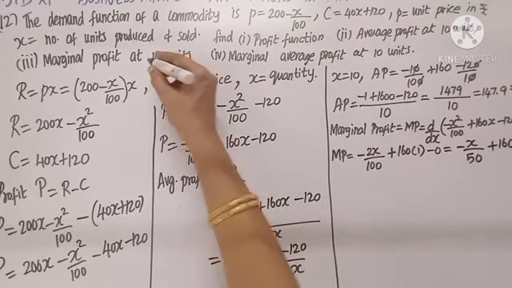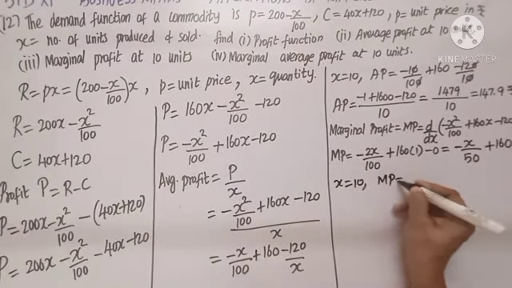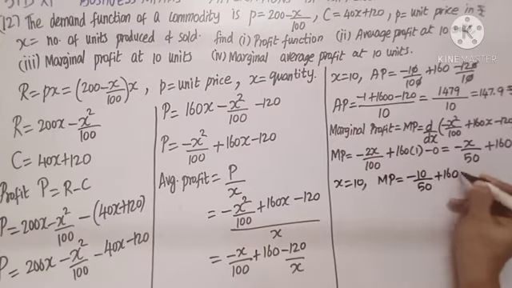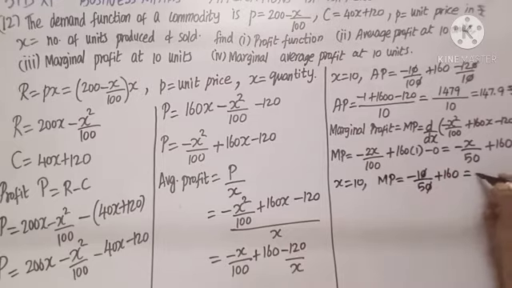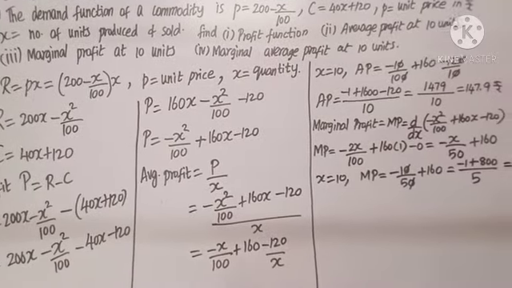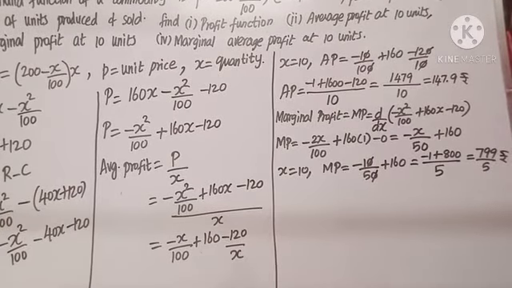As I substitute x equal to 10, I get marginal profit equals minus 10 by 50 plus 160. Cancelling LCM, I get minus 1 plus 800. That is 799 by 5 rupees.